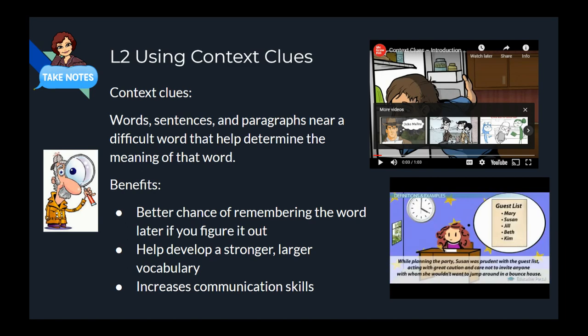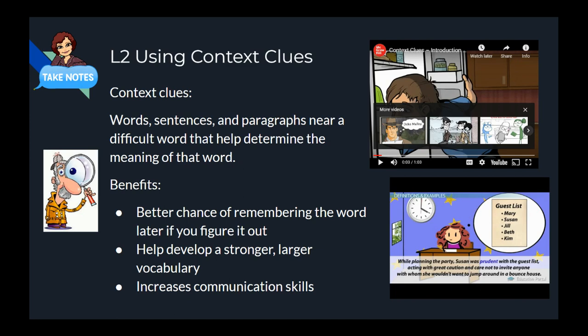Consider this sentence. While planning the party, Susan was prudent with the guest list, acting with great caution and care not to invite anyone with whom she wouldn't want to jump around in a bounce house. What does prudent mean? In this sentence, the definition of the word is right there. Who is being prudent? Susan. With what? The guest list. You don't need to know what prudent means to figure that out.